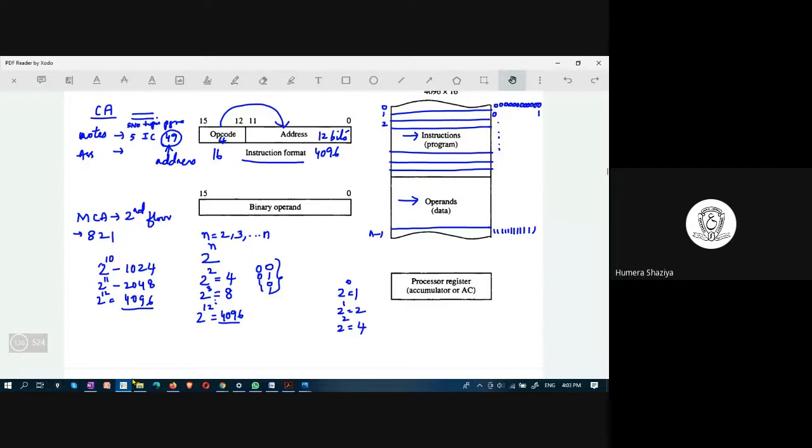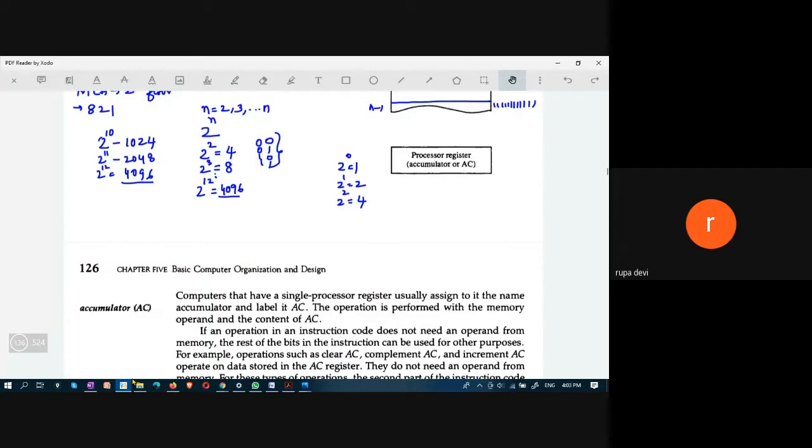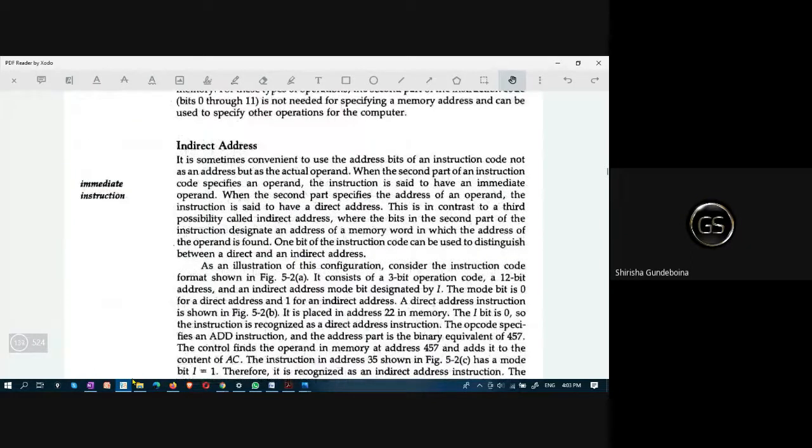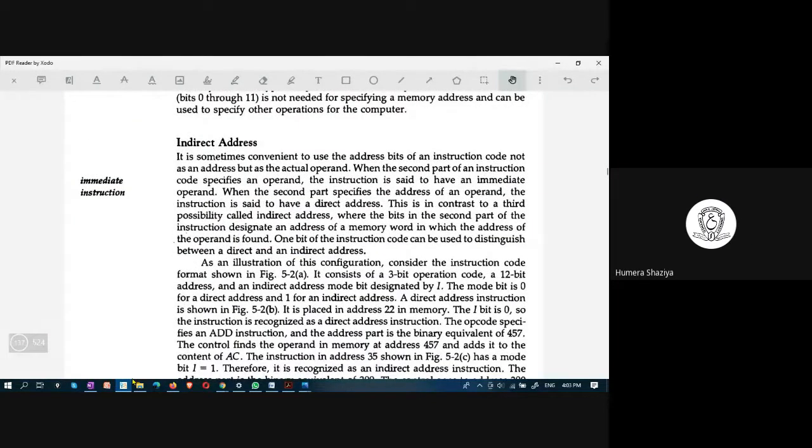Is this concept clear to everyone? Yes, ma'am. Very good. Let us understand another important concept which is known as addressing. There are two types of addressing. One is direct address, another one is indirect address.